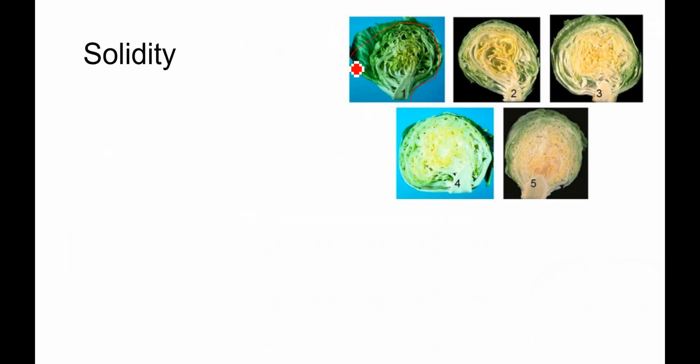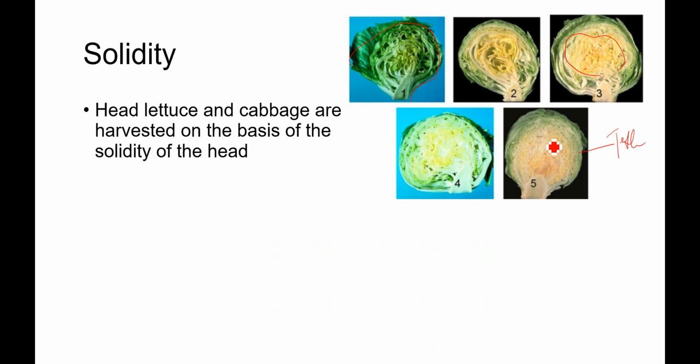Okay, solidity. So this is the iceberg lettuce. This is the immature, this is a little mature. You see, solidity is increasing. It is becoming more solid, more compact. The texture is also changing. If you have more looseness, that means it is very immature, more water, but the mature one is more dense, more compact, more solid. A very good example is head lettuce and cabbages, which are harvested on the basis of solidity of the head.